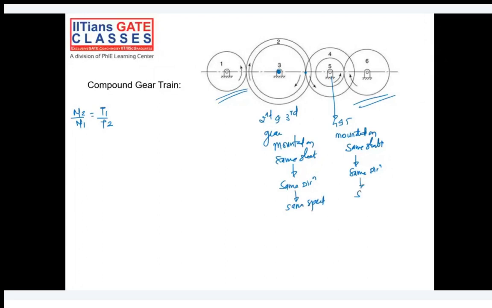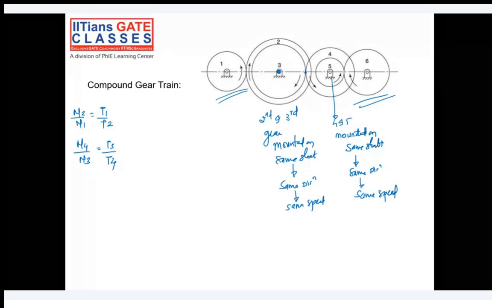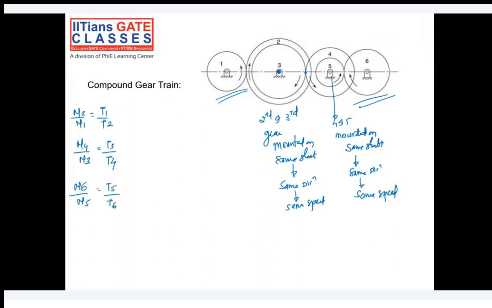Now 3 and 4 are connected to each other, so N4 by N3 you can write, which is T3 by T4. 4 and 5 are mounted on the same shaft, so they have the same speed. As you can see, 5 and 6 are connected, so N6 by N5 is equal to T5 by T6.